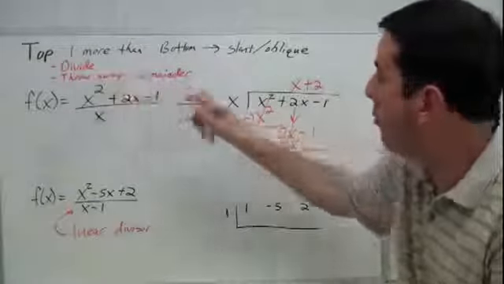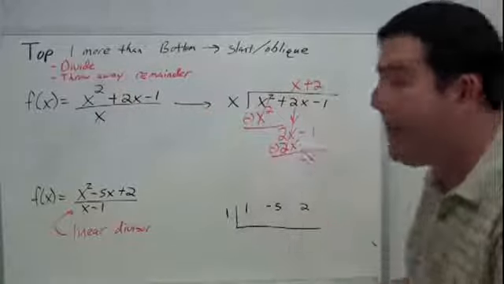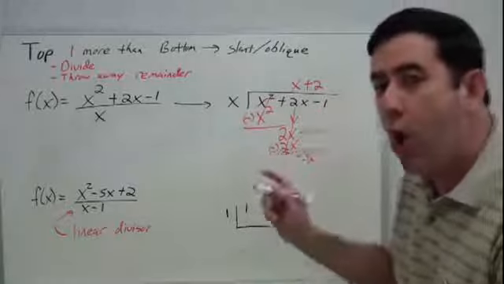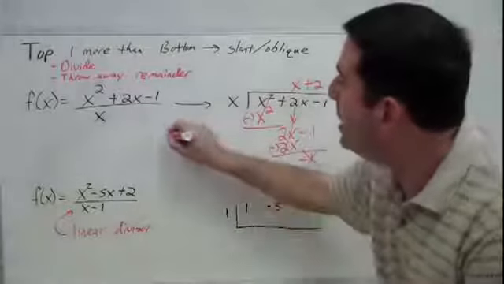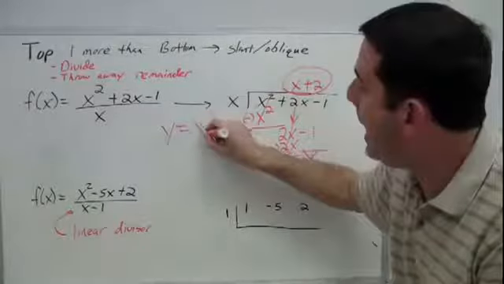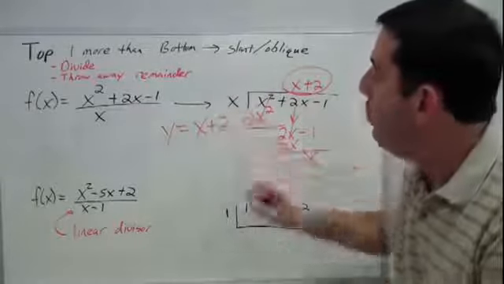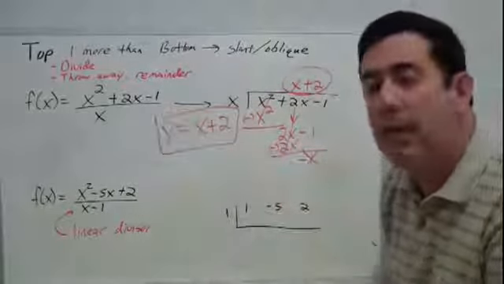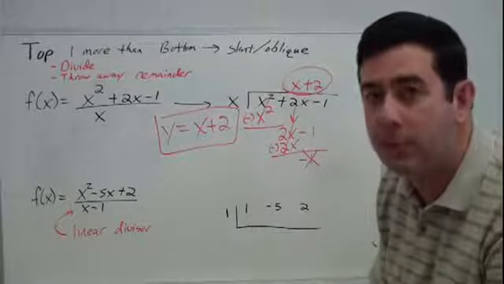Remember, we're going to throw the remainder away, so it doesn't matter. The equation for our oblique asymptote is y equals whatever quotient that you had. So for this one, y equals x plus 2 would be the equation for our oblique asymptote.